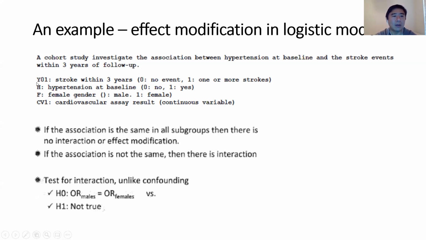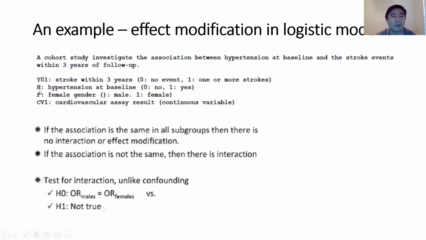The study outcome we call Y01, which is the event of interest, stroke within 3 years. If this is equal to 1, that means you have at least one stroke within the 3 years after enrollment. Equal to 0 means you didn't have any stroke-related event at all within the 3 years. So that's stroke-free for the 3 years after the enrollment.